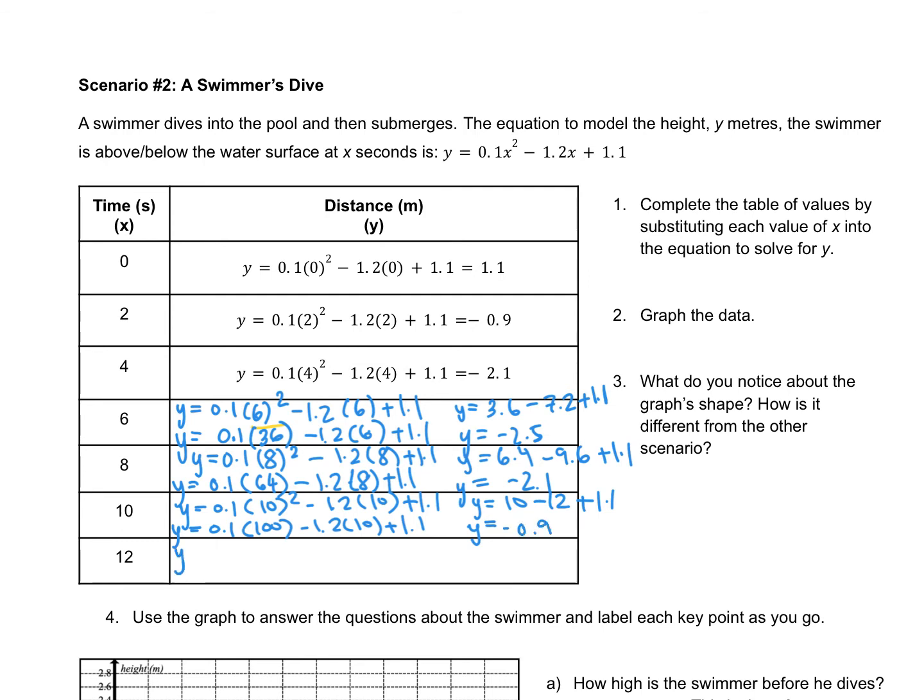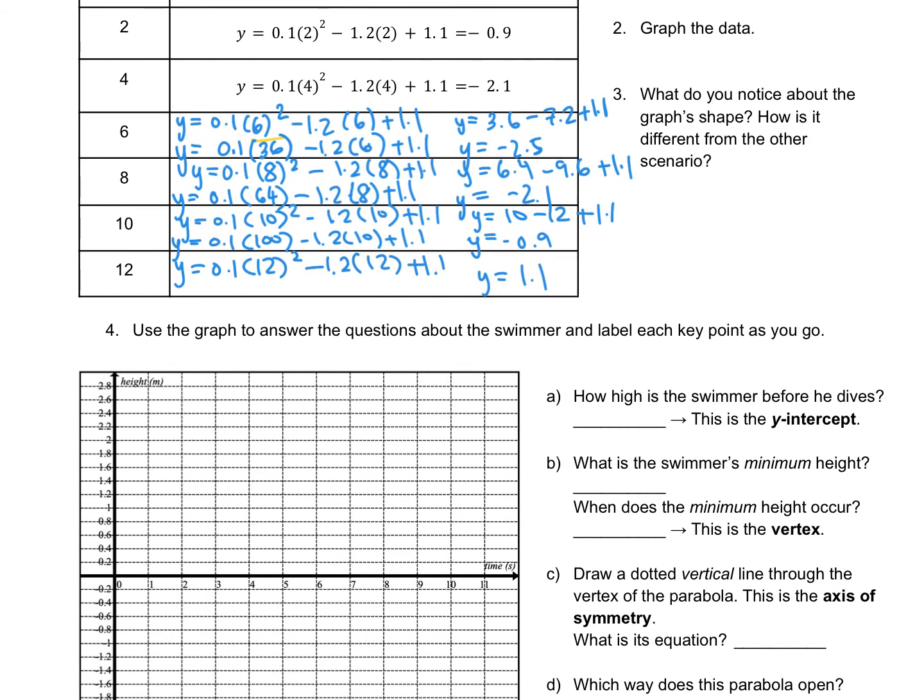And finally, for 12, your setup would be 0.1 times 12 squared minus 1.2 times 12 plus 1.1. And after you simplify, you do end up getting 1.1 again. So let's go ahead and graph this information.